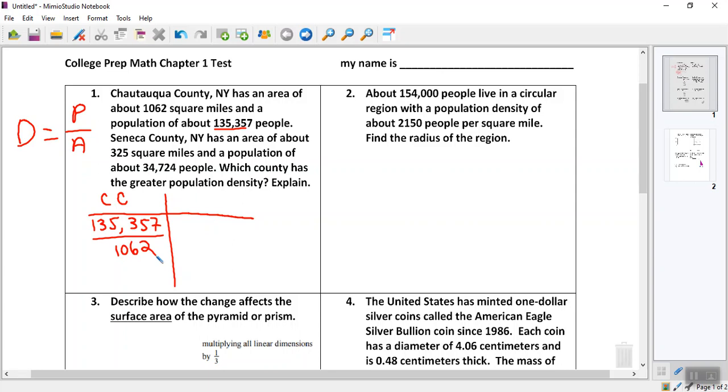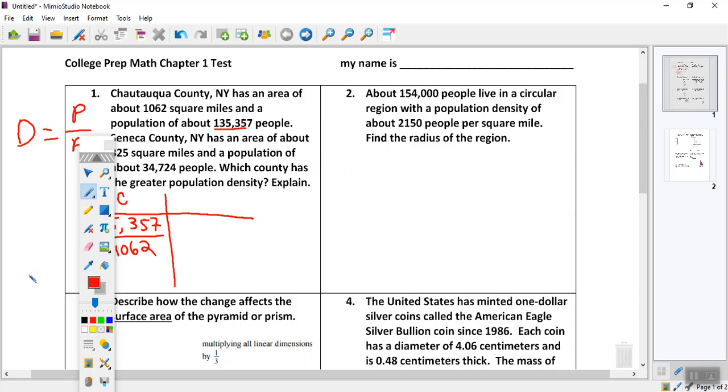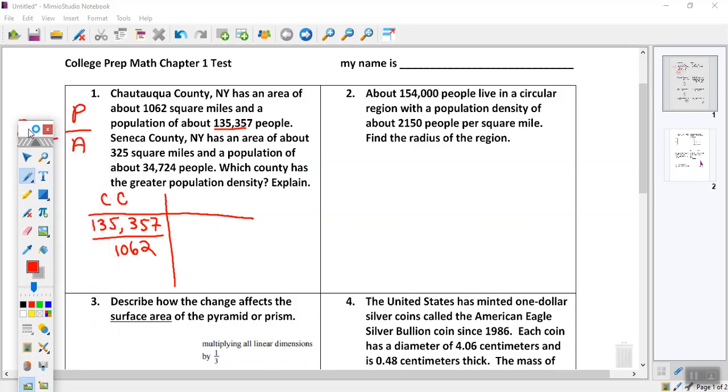And then how about what is it, Seneca County that we have right here? Abbreviate SC. What's the population of Seneca County, kids? 34,724 over.